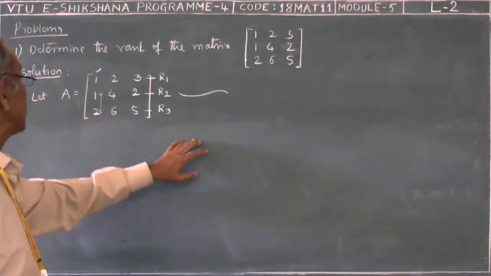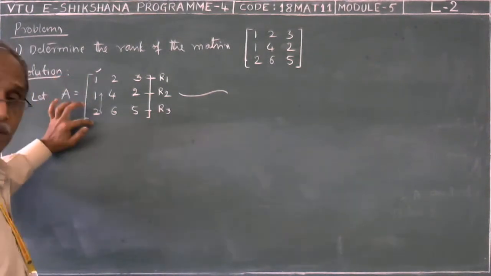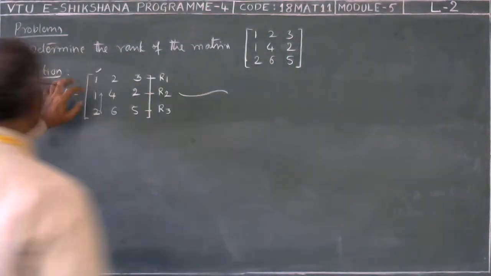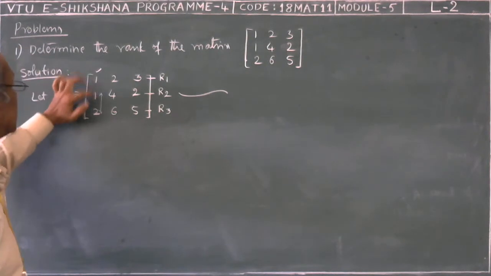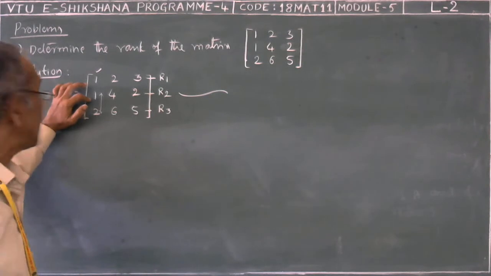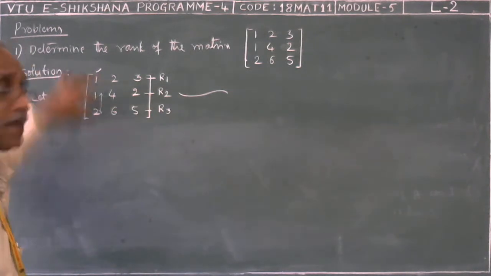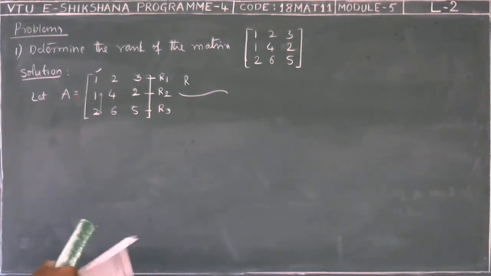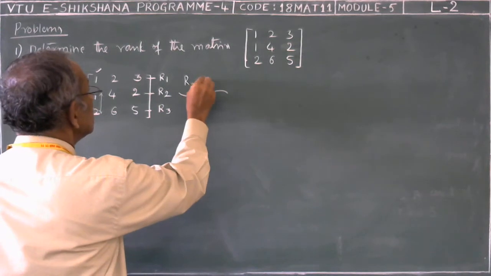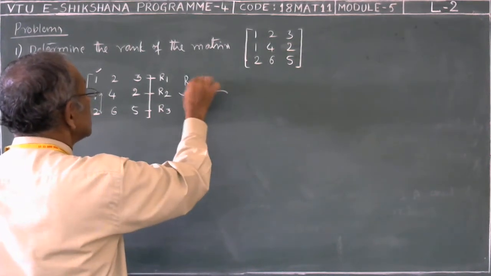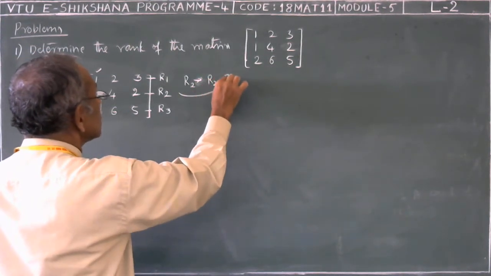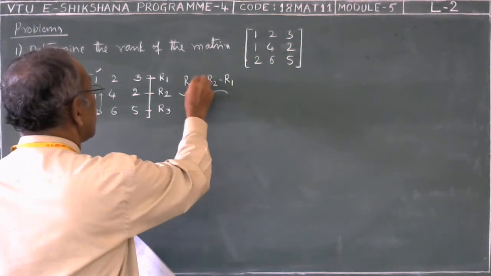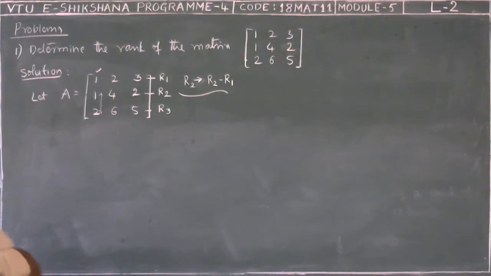Just observe very clearly. Using this element, I have made these two elements zero using those three elementary transformations. Since both are one, the same number, addition and subtraction are possible. I will subtract R1 from R2. That is the first case. R2 will change with the transformation R2 minus R1.